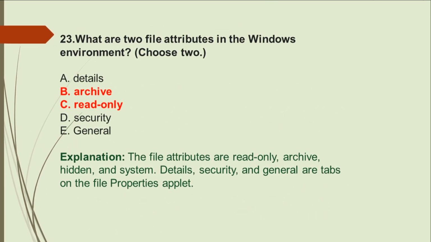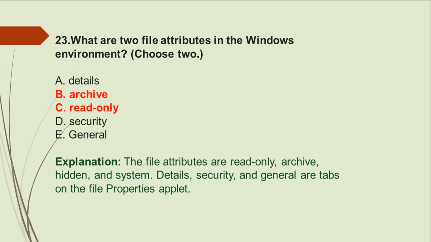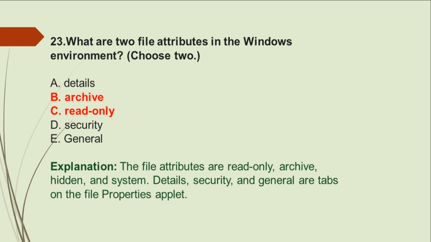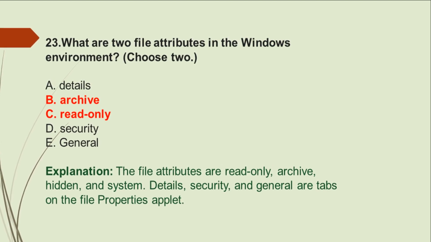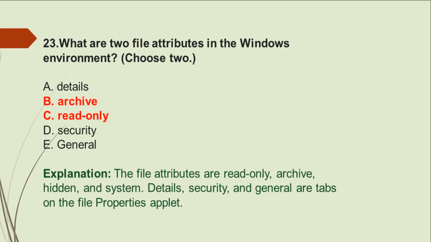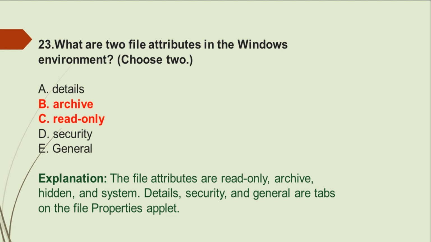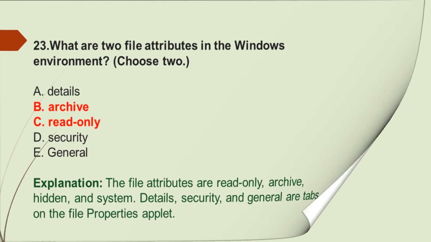24. What are two file attributes in the Windows environment? Choose 2. A. Details. B. Archive. C. Read only. D. Security. E. General. Explanation. The file attributes are read-only, archive, hidden, and system. Details, security, and general are tabs on the file properties applet.